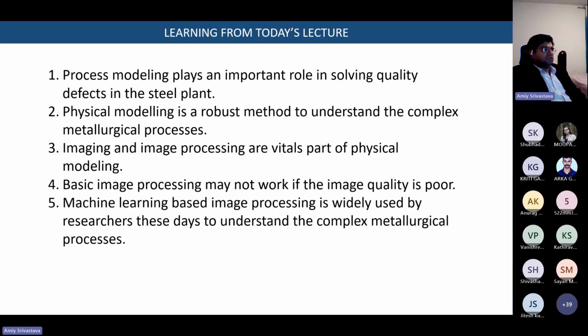Now, the learning from today's lecture is that process modeling plays an important role in solving quality defects in a steel plant. Physical modeling is a robust method to understand complex metallurgical processes. Imaging and image processing are vital parts of physical modeling. Basic image processing may not work if the image quality is poor. And machine learning based image processing is widely used by researchers these days to understand complex metallurgical processes.